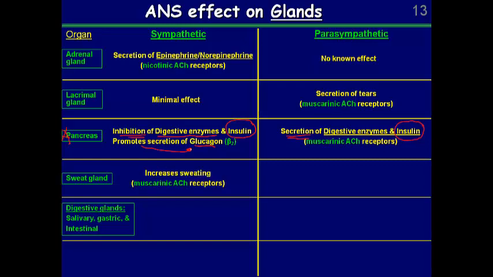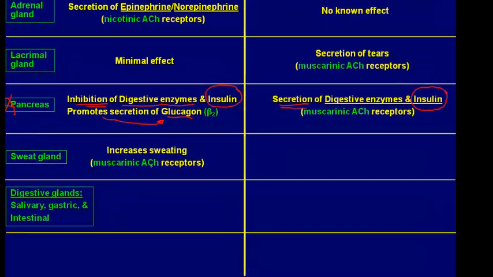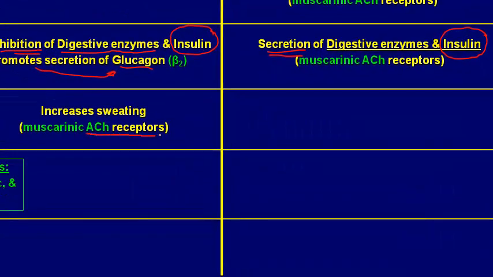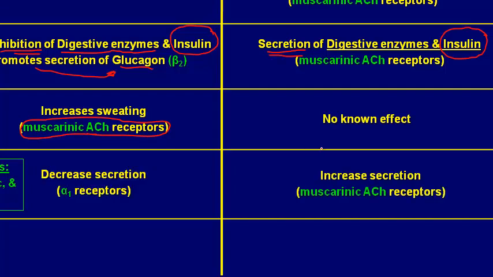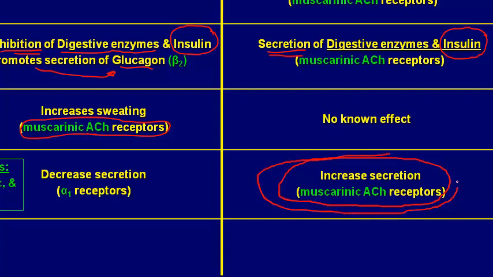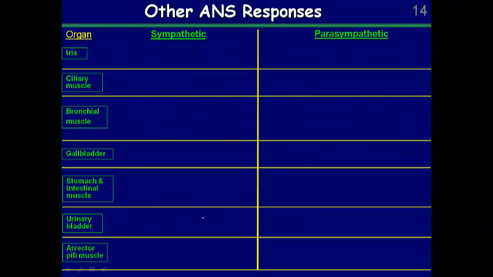Sweat glands, stimulated by sympathetic neurons. One difference is the sweat glands contain acetylcholine receptors. No known effect, parasympathetic. Digestive glands, this should be an easy one. It's all about parasympathetic. Rest and digest. Whereas sympathetic neurons decrease the production of digestive enzymes from digestive glands.